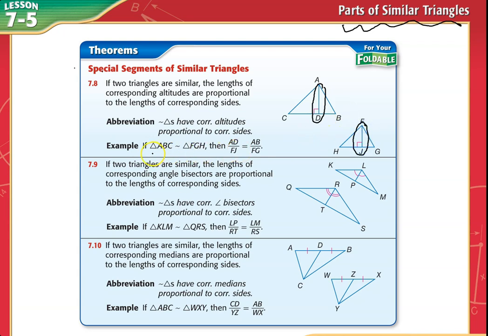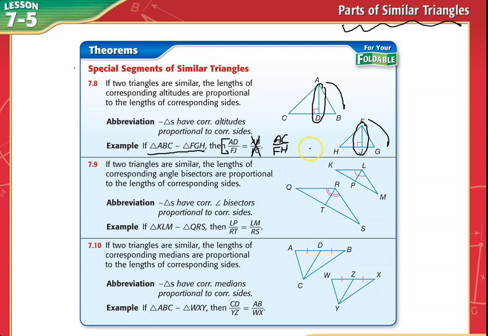What it says is if two triangles are similar, then the ratio between the two altitudes, AD compared to FI, is going to be proportional to the ratio of the lengths of corresponding sides. So AB to FG. You also could say AC to FH. You could also do CB to HG.